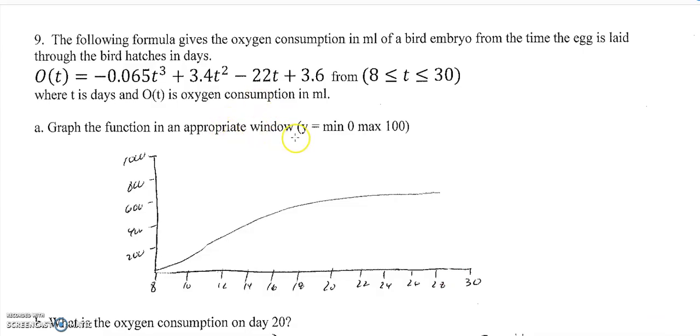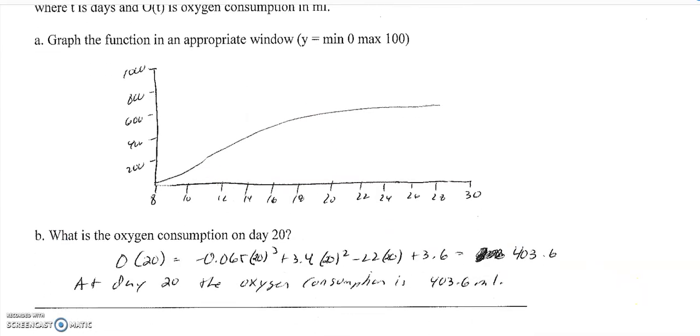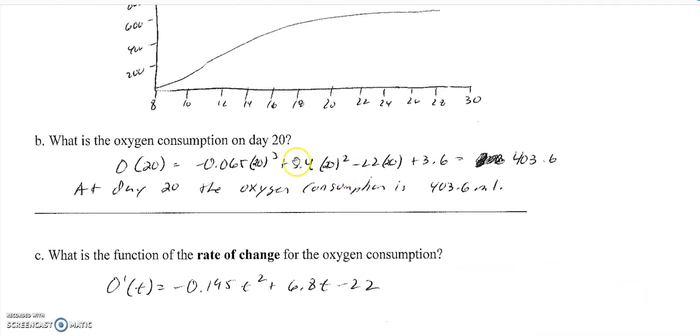So we're given that the window for x is 8 to 30 days, 8 to 30, and then the minimum is from 0 to 1,000. So our y minimum is 0, our y maximum is 1,000, and then we graph the original function. You can see how it changes. So if I want to find the oxygen consumption of day 20, you take 20, plug into the original function, and you get 403.6. So at day 20, the oxygen consumption is 403.6 milliliters.